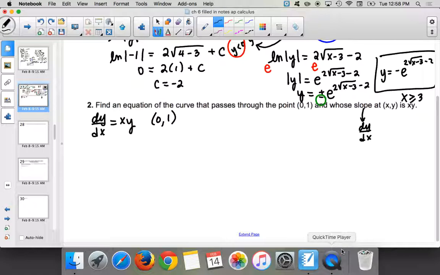All right, so I'm going to separate my variables. So I'm going to have 1 over y dy equals x dx. And I integrate. So I get natural log of the absolute value of y equals, and I integrate x, 1/2 x squared plus c.